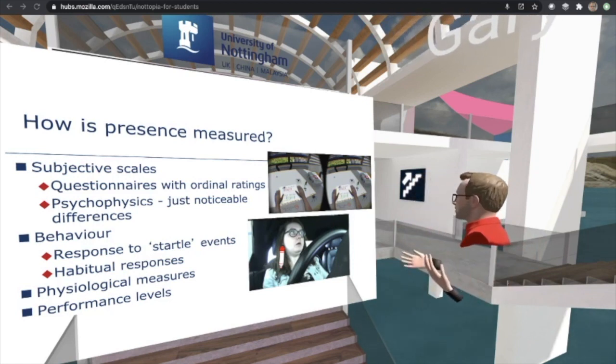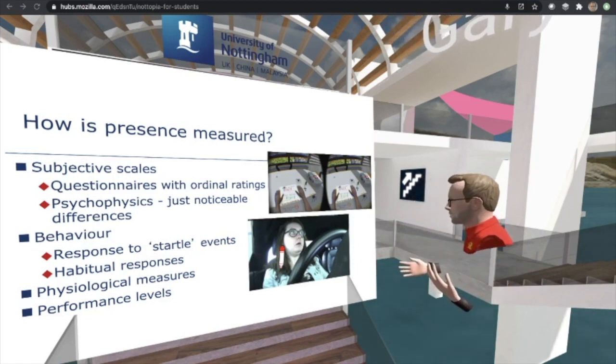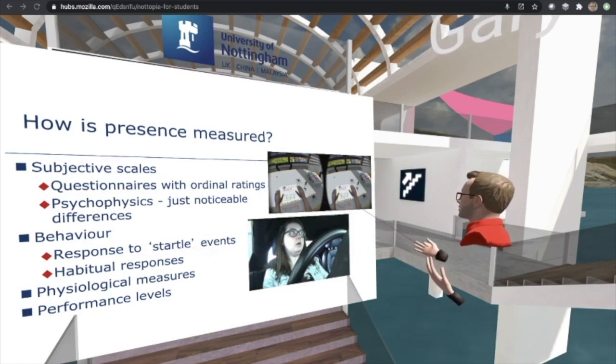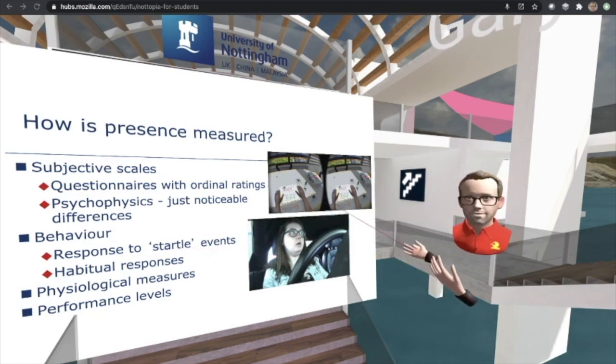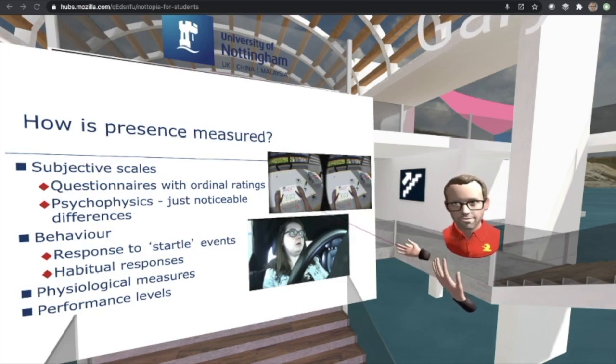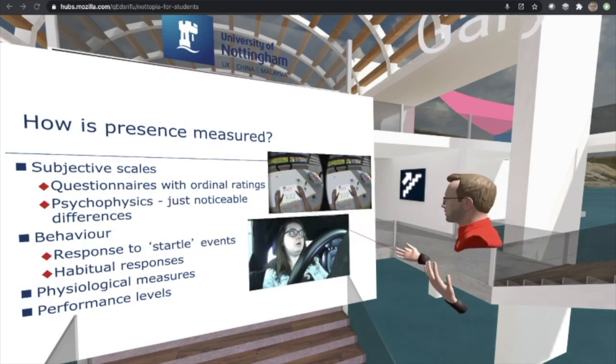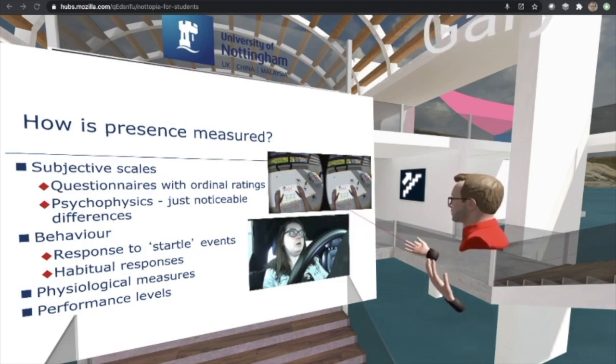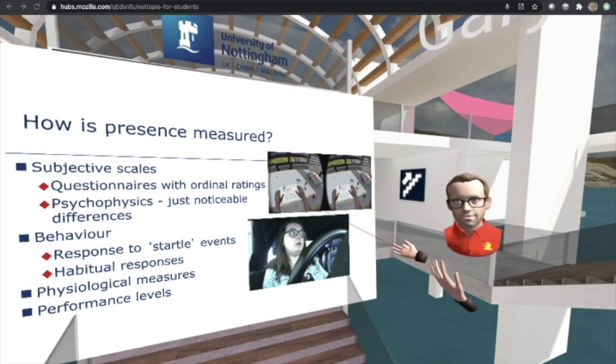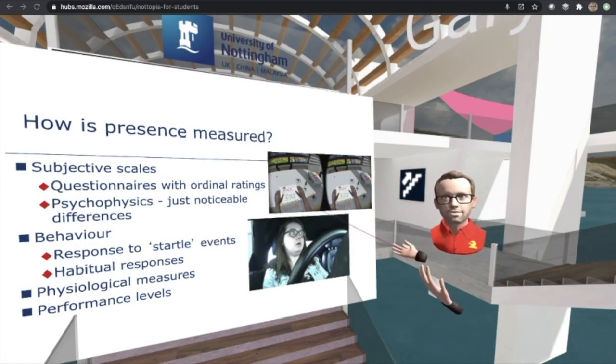So you can see an example here of virtual reality that may be used for treatment of phobias. Someone responding to seeing these spiders in this virtual environment may indicate high levels of presence.